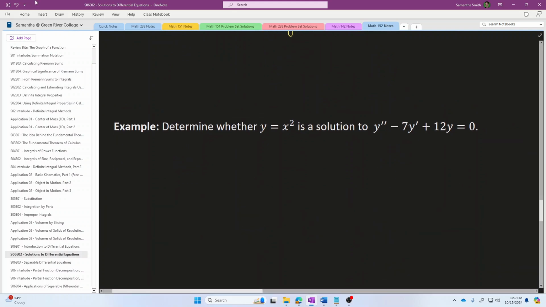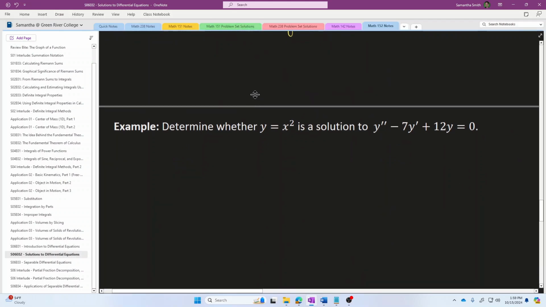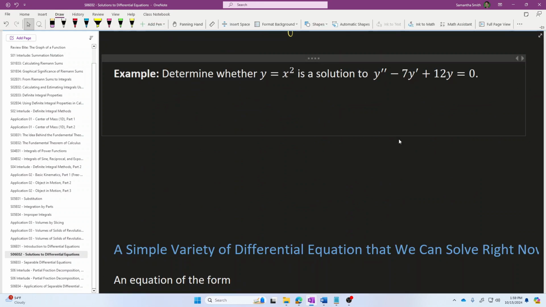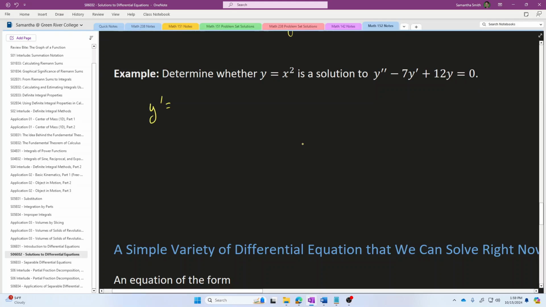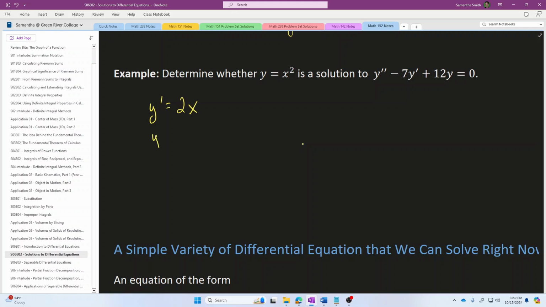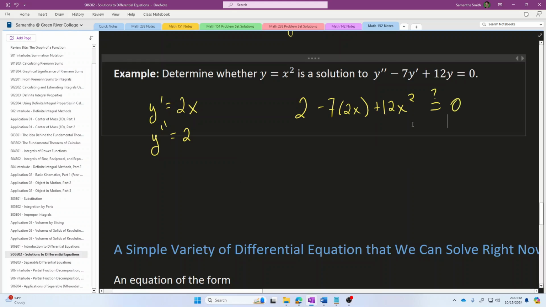Likewise, if someone gave me a different function, y equals x squared, I can also check to see if this one function is a solution to the differential equation just by plugging that one function into the equation to see if I get a true statement or a false statement. So if I take y single prime, for this quadratic function, the first derivative will be linear, y double prime will be constant, and if I plug that information into my differential equation, I get 2 for y double prime minus 7 copies of 2x plus 12 copies of x squared. Is that the same thing as 0 on the right side?